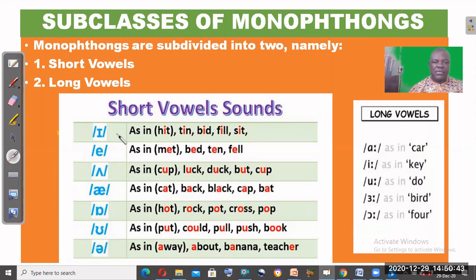Let's take it once again. E as in hit, tin, beat, feel, sit. As in met, bed, turn, fed. R as in car, lock, duck, bat, car.